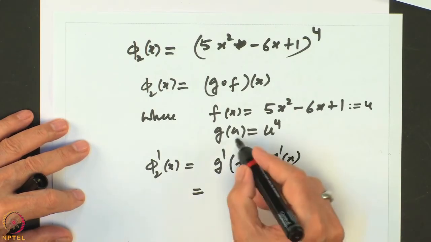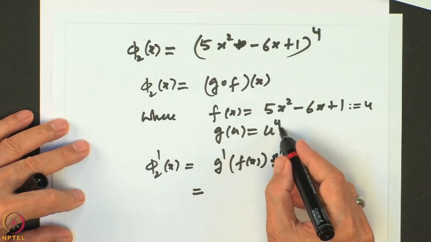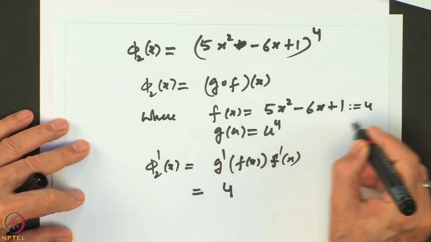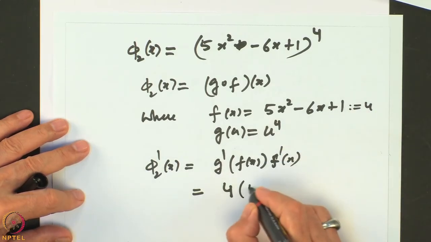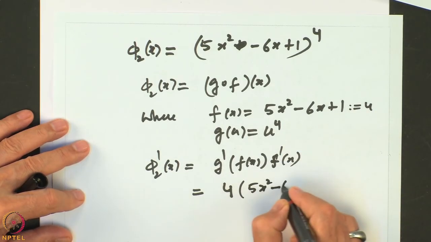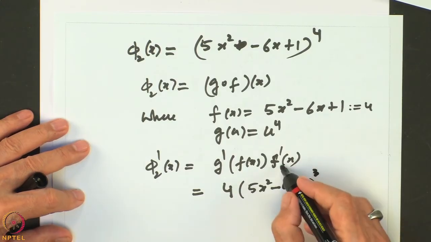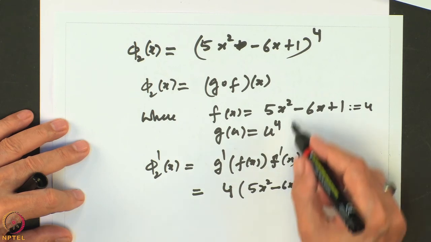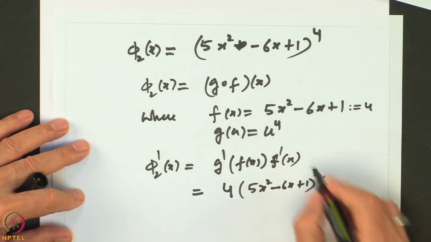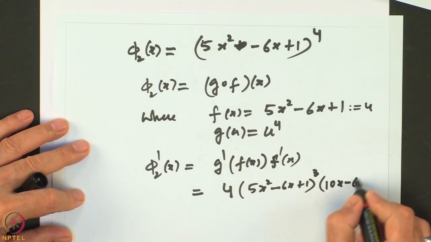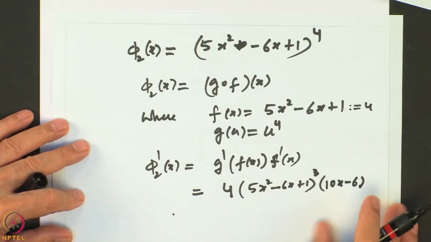So what is g dash? g dash is equal to, it's u to the power 4, so it is 4u cube, but u is equal to this, so it is equal to (5x square minus 6x plus 1) raised to power 3 into f dash of x. And what is f dash of x? f of x is this, so it is 10x minus 6. So that is phi 2 dash of x.